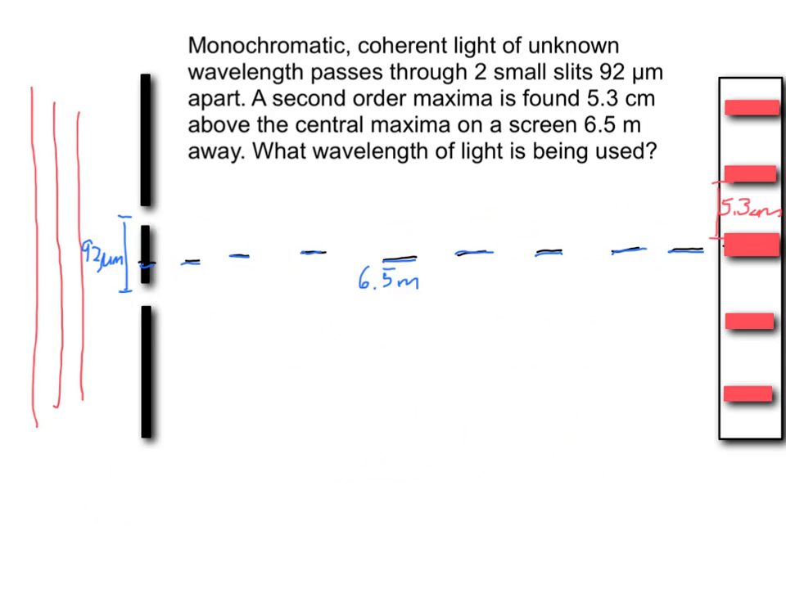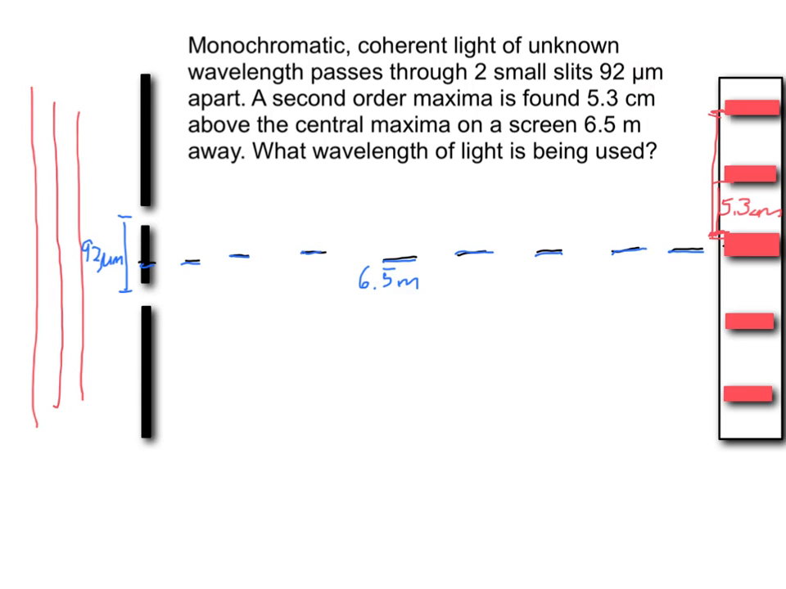Now, what does this all look like inside of a problem itself? So let me solve one for you. I have monochromatic coherent light, unknown wavelength. I'm going to end up solving for the wavelength. It passes through two small slits that are separated by 92 micrometers, 92 times 10 to the negative 6th. A second order maxima is found 5.3 centimeters above the central maxima on a screen 6.5 meters away. What's the wavelength of light?